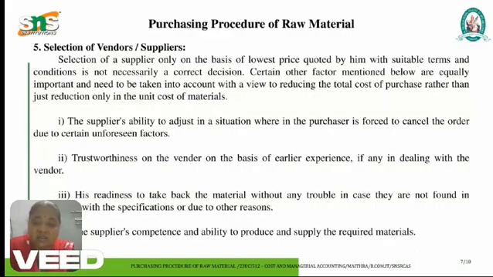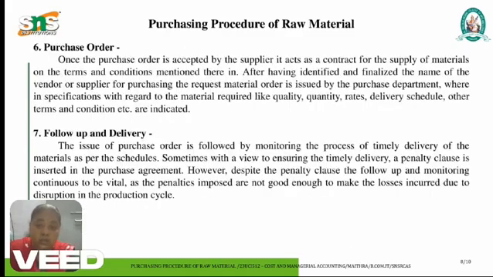The next one is selection of vendors and suppliers. Selection of vendors and suppliers on the basis of the lowest price quoted by them will lead to a correct decision. They give equal importance to reducing the cost of purchase rather than only reducing the unit cost of material. So the vendors will be selected based on the quotation.